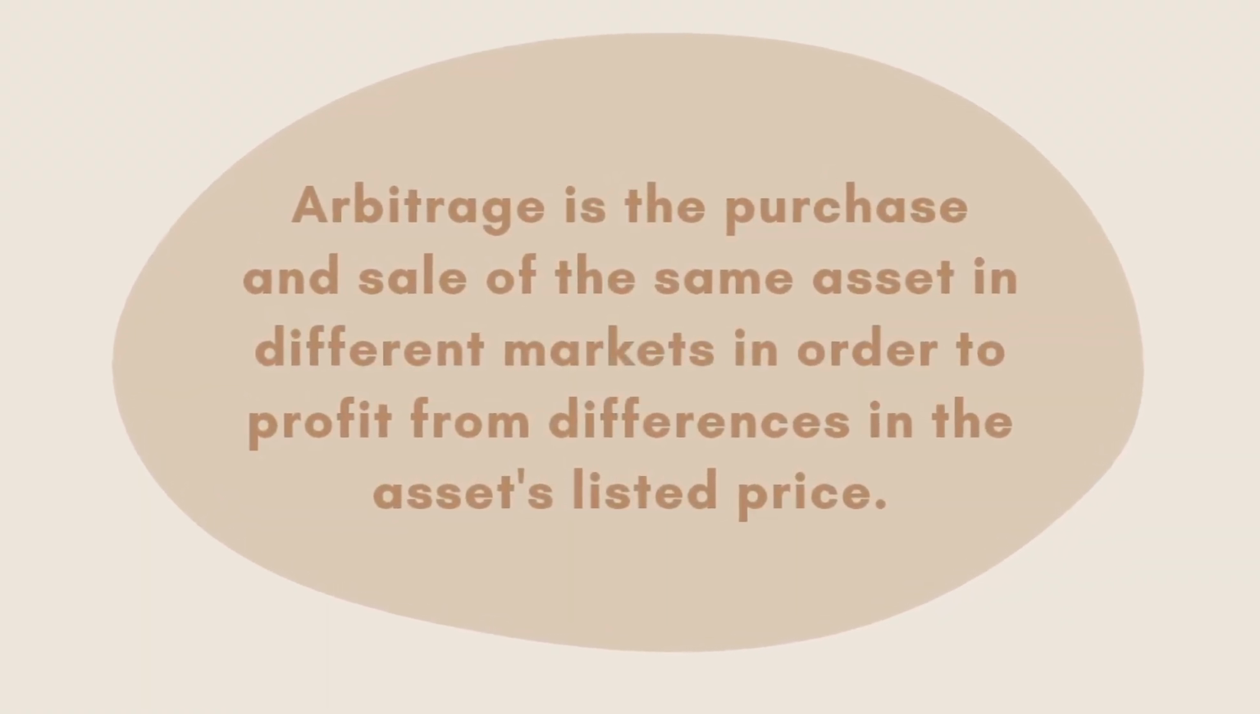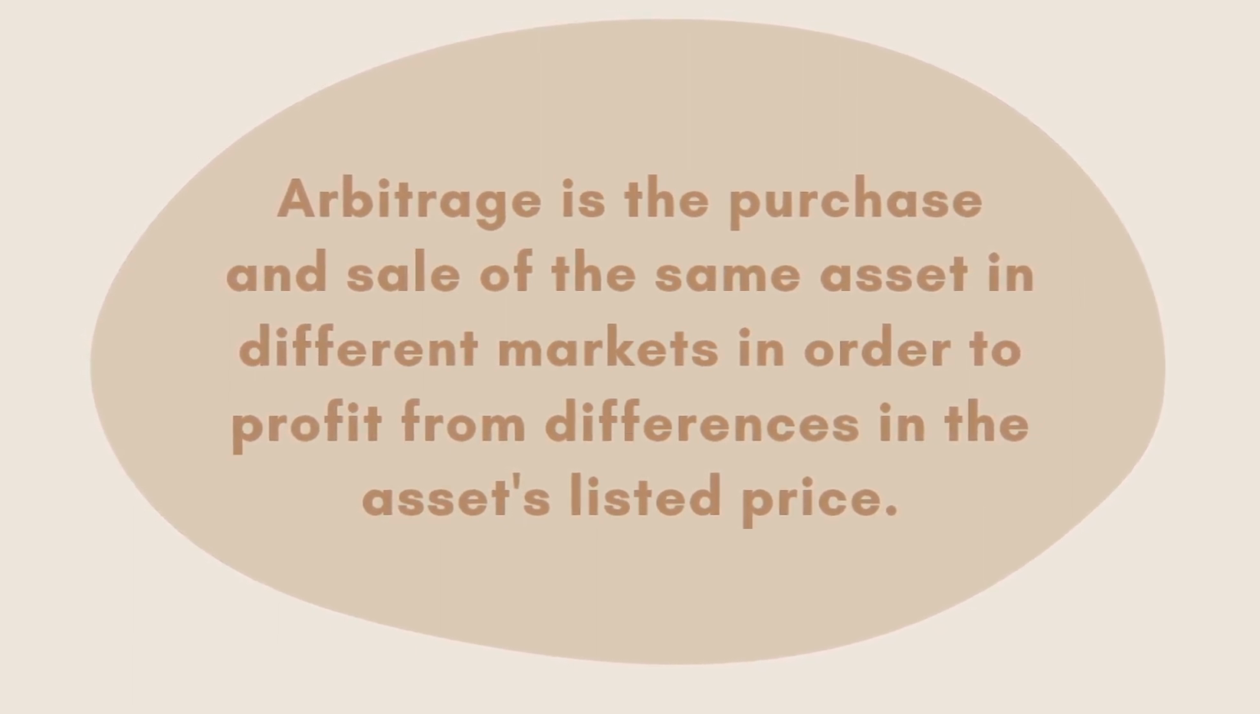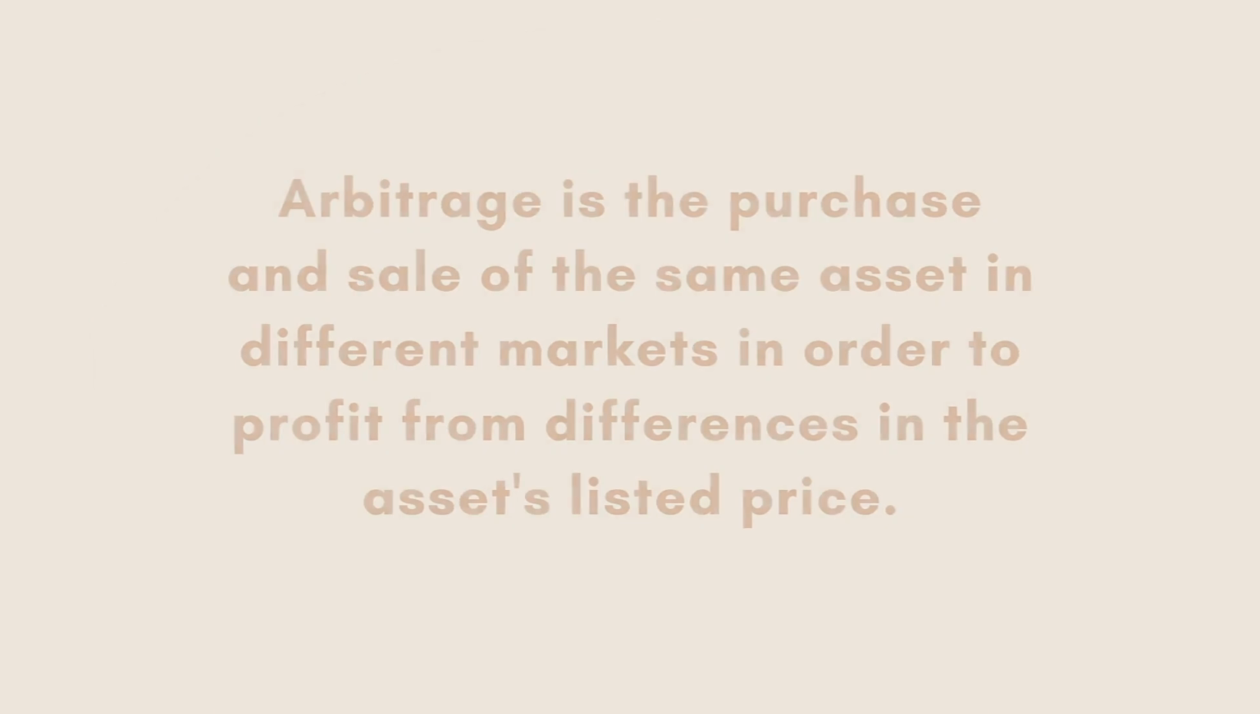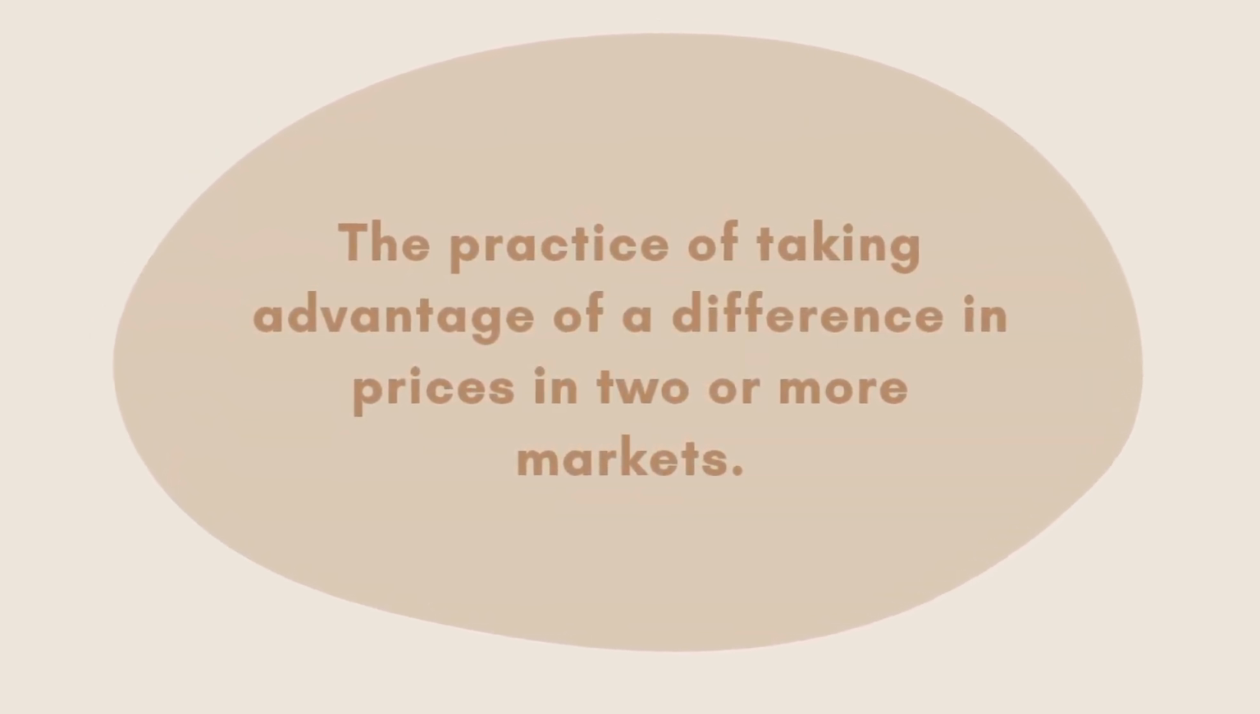Okay, so the first question is, what is online arbitrage? And I want to answer that question by just answering what the term arbitrage means. So I've pulled up actually 2 definitions that I'm going to share with you. The first is that arbitrage is the purchase and sale of the same asset in different markets in order to profit from differences in the asset's listed price. The second is the practice of taking advantage of a difference in price in 2 or more markets.